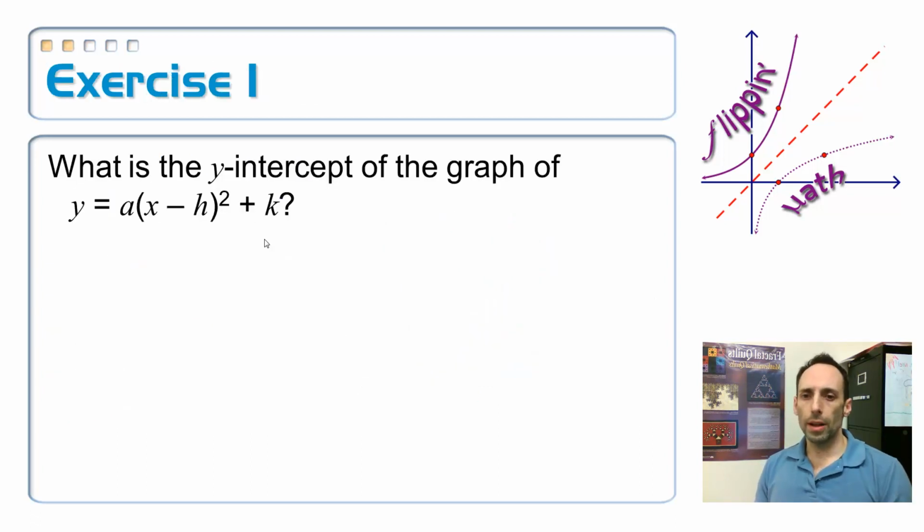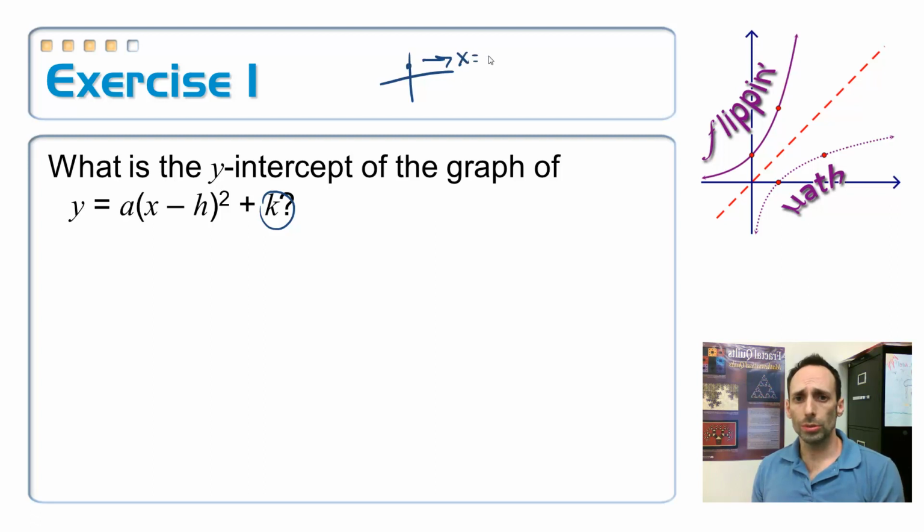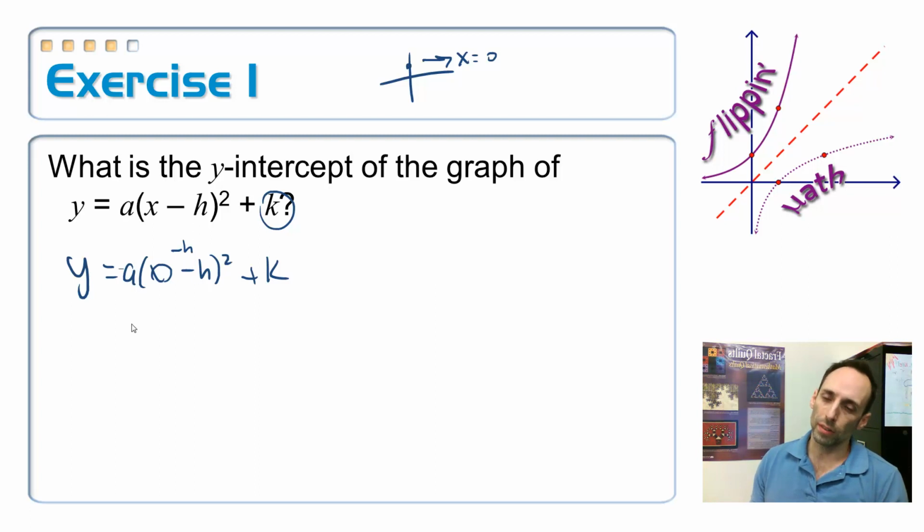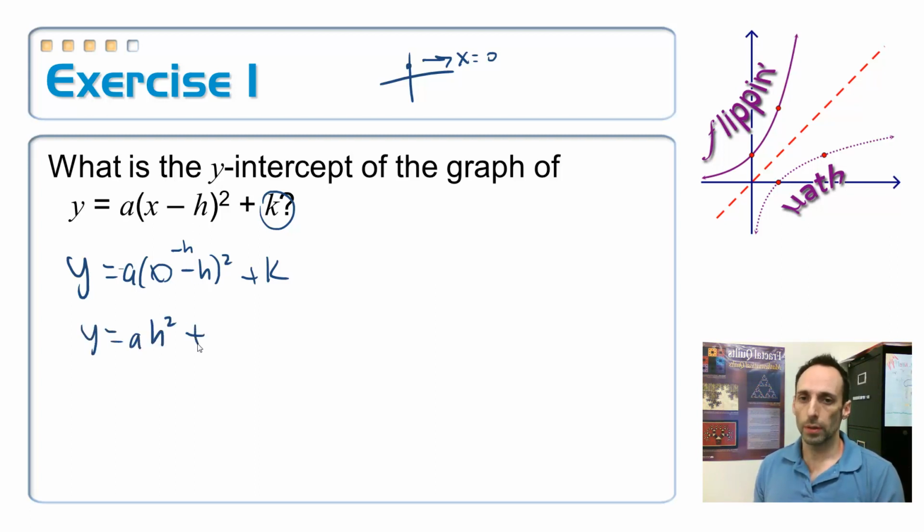Anyway, so let's do a little bit of algebra here. What is the y-intercept of the graph of a function in vertex form? Well, when it was in standard form, it was just the c value. So do you think the y-intercept here is just the k value? No, it's not. If I put a dot on the y-axis, its x-coordinate is always equal to 0. So in general, if you have an equation and you're trying to find the y-intercept, you plug in 0 for x and then simplify it down. So let's do that. y equals a times 0 for x minus h squared plus k. And 0 minus h is just negative h, but I'm going to square it, and it's going to become positive. So y is equal to a times h squared plus k.